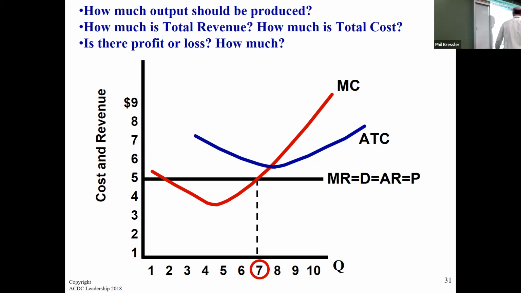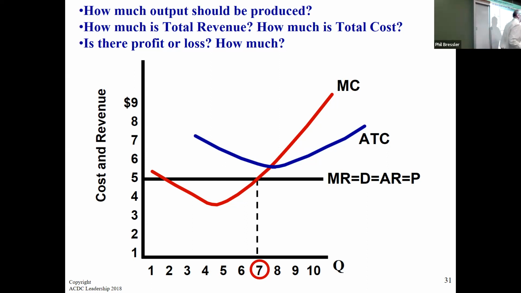Now, Jacob, just because you asked this, let's go to 5. At 5, my total revenue would be 25, right? My total loss would be 35, so I'd be losing 10. Okay? So what's the ideal output?